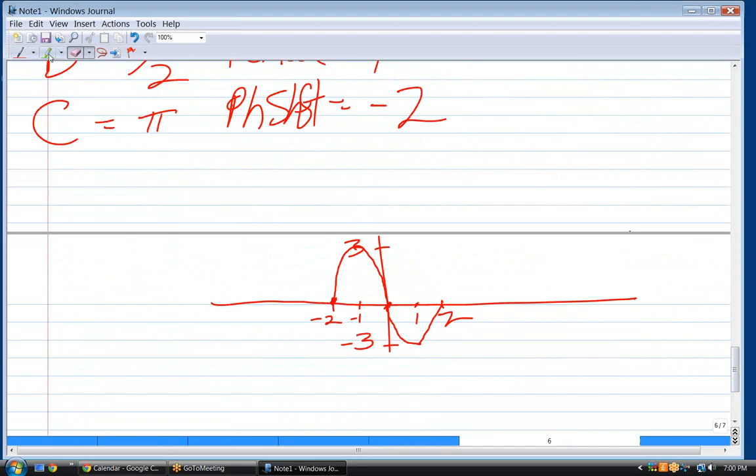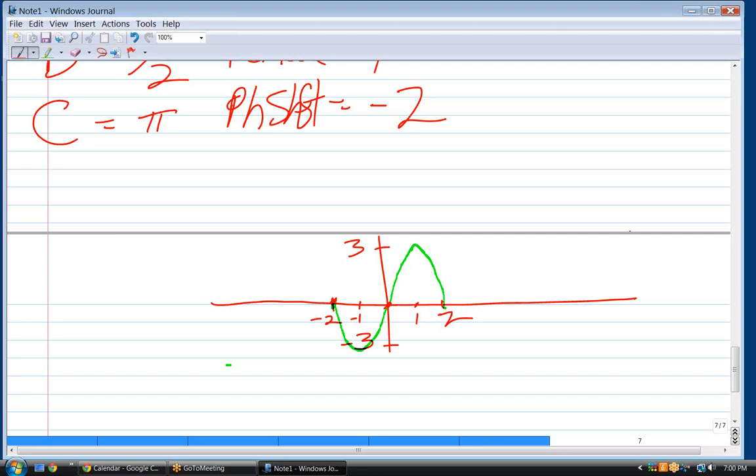So if I draw this in green, I'm going to start it here. I'm going to do everything exactly the same. I'm going to go down to -3 at that quarter point. I'm going to come back up through 0. I'm going to go up to +3 at that quarter point, and I'm going to come back down to the end of my period. Let's erase the red one because we were dealing with the negative, and there's your answer. There's your graph.